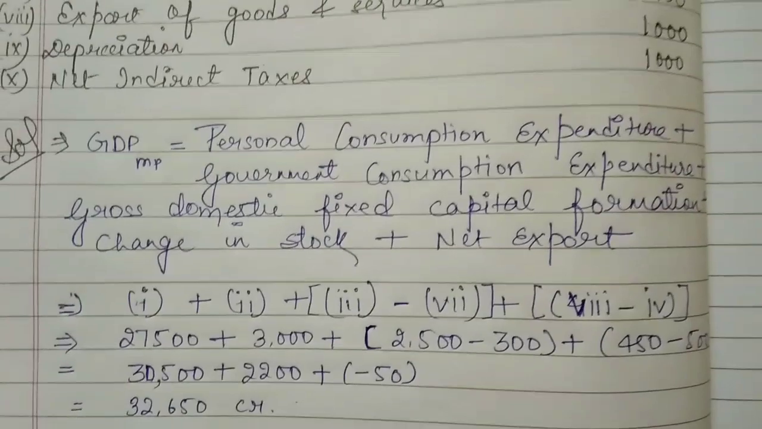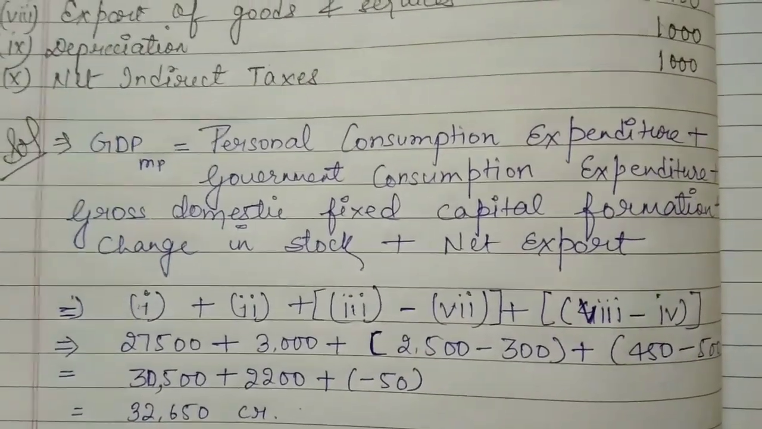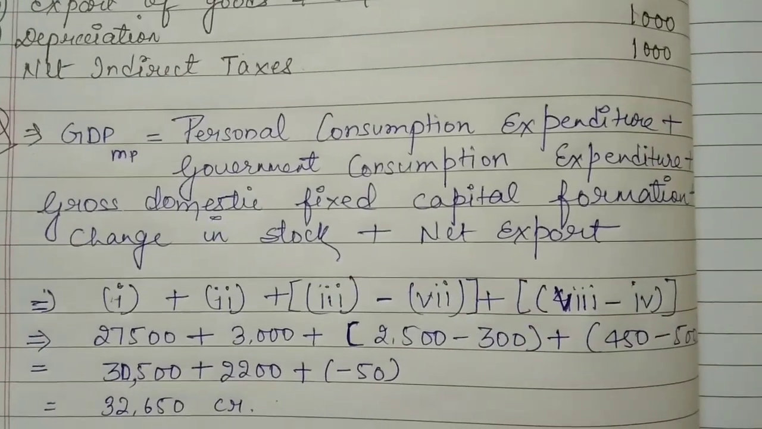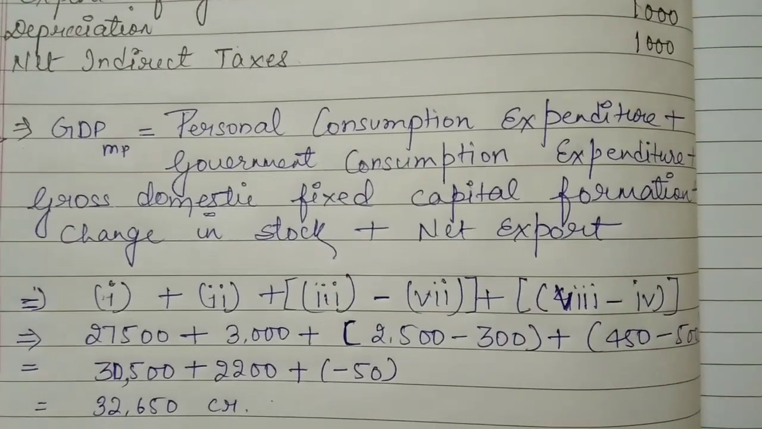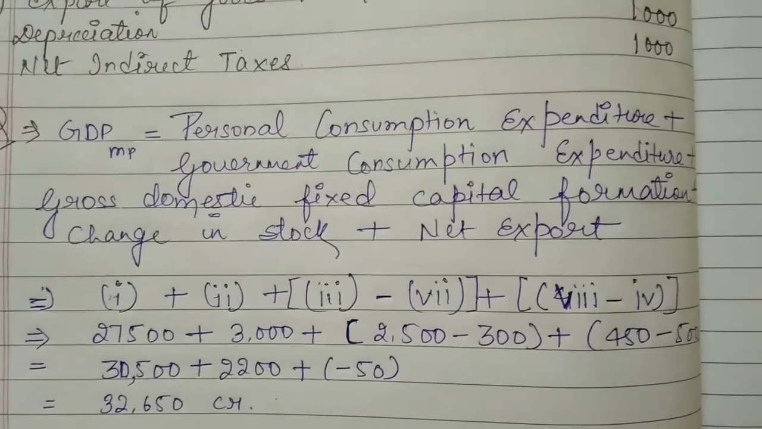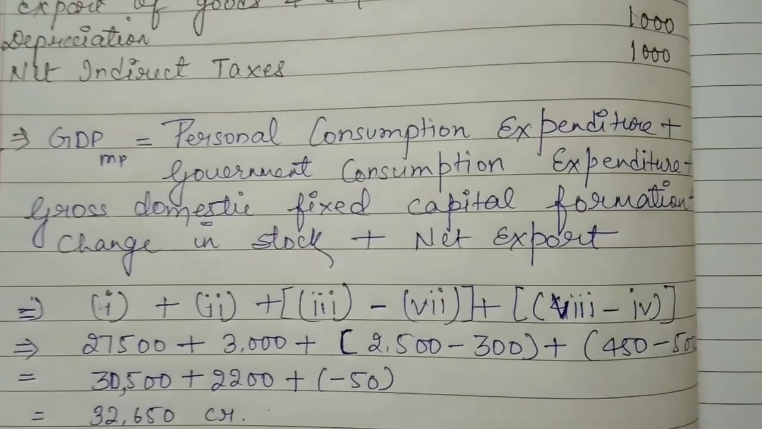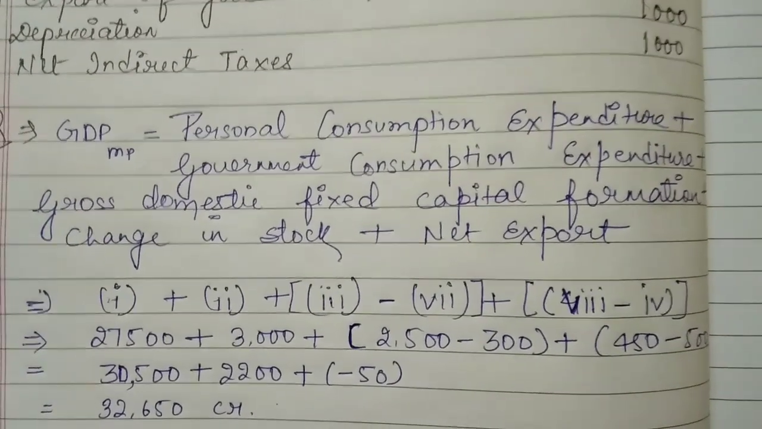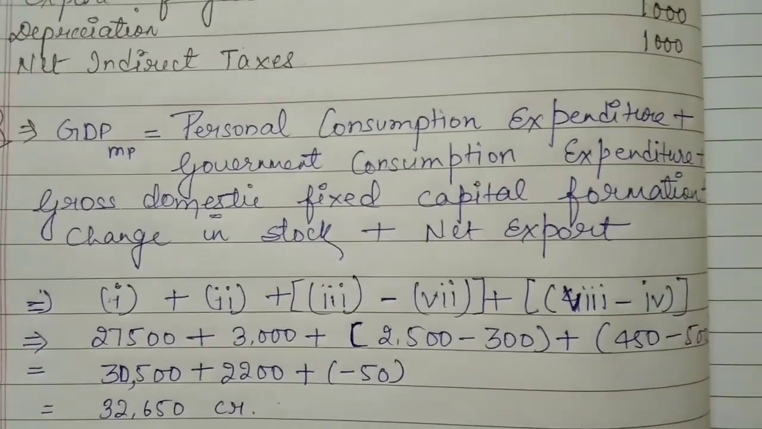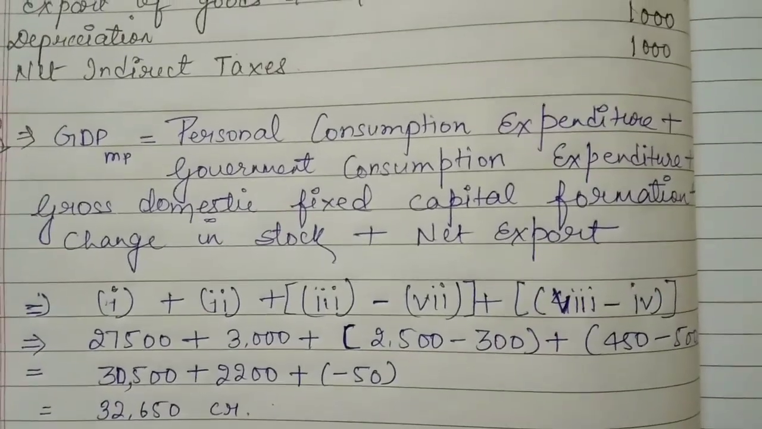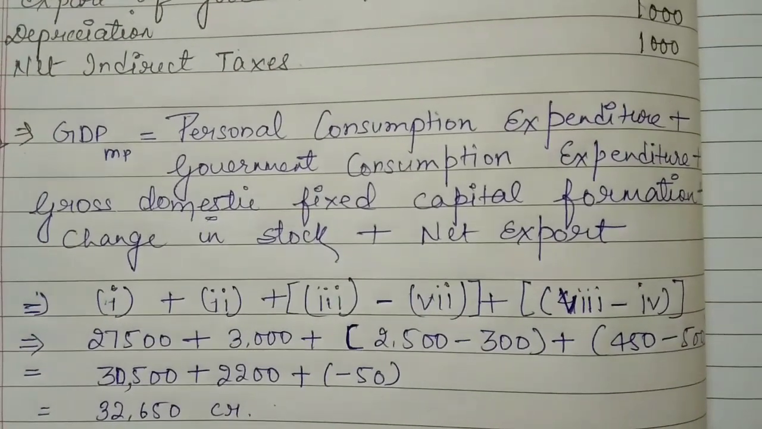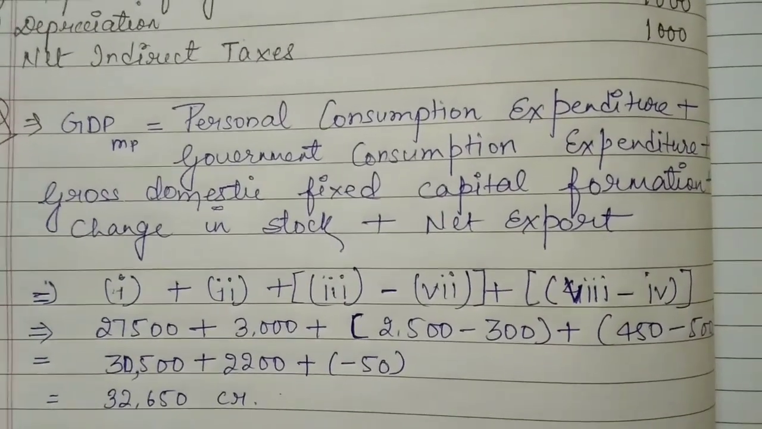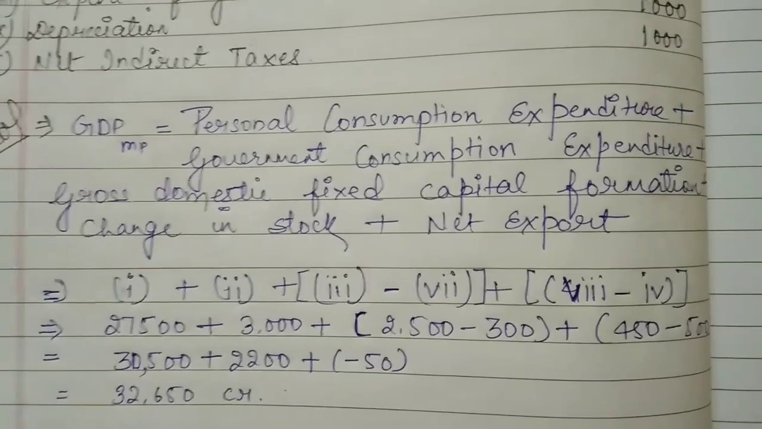Now you know the formula. GDP MP, that is gross domestic product at market price, is equal to personal consumption expenditure plus government consumption expenditure plus gross domestic fixed capital formation plus change in stock, which will result into gross domestic capital formation. If gross domestic capital formation is given, we will add it directly. But when it is not given, we use gross domestic fixed capital formation plus change in stock plus net export, which will give you GDP MP.